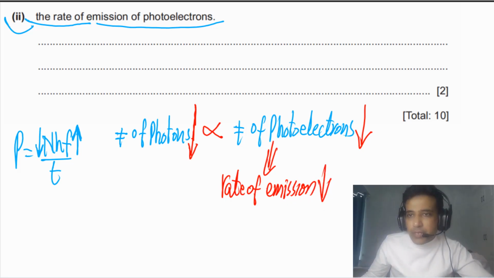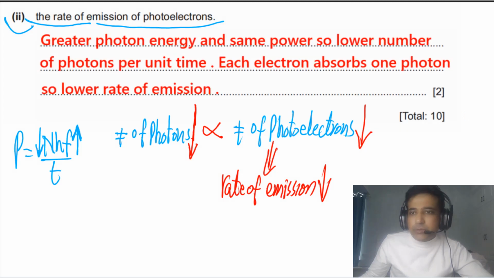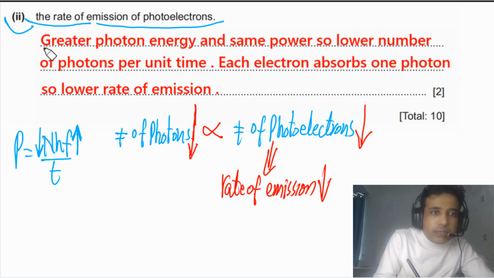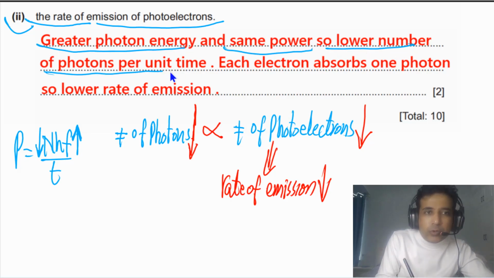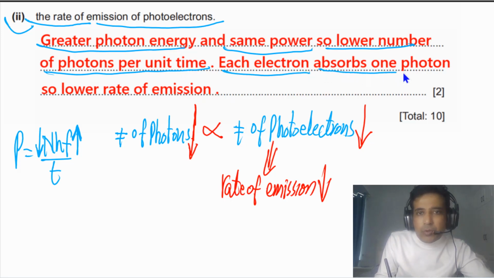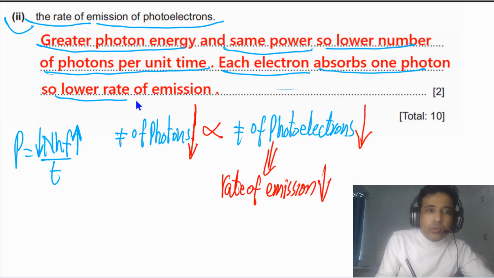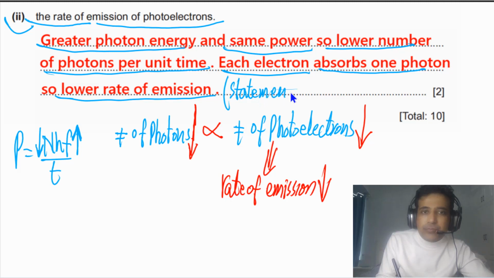If you have this much understanding, now we can write down our answer. In the answer, you can mention these points. First you can say greater photon energy, same power, so lower number of photons per unit time. Each electron absorbs only 1 photon, so lower rate of emission. This one is the statement, and the above one is the explanation. If you write down these points, you will get 2 marks.